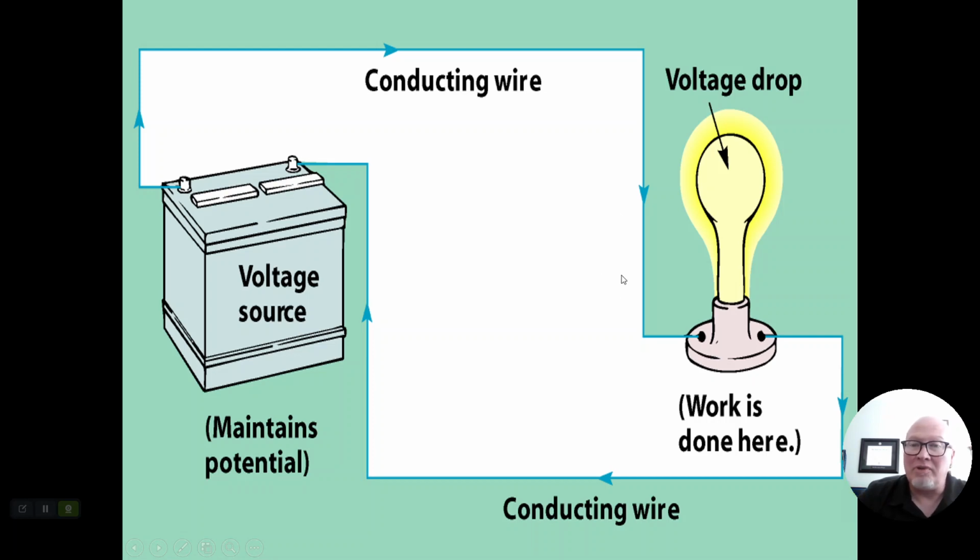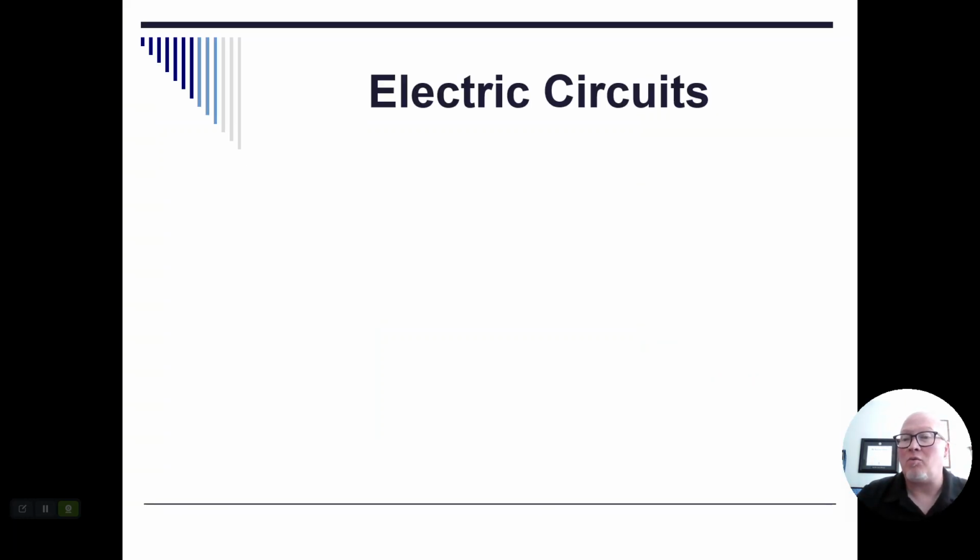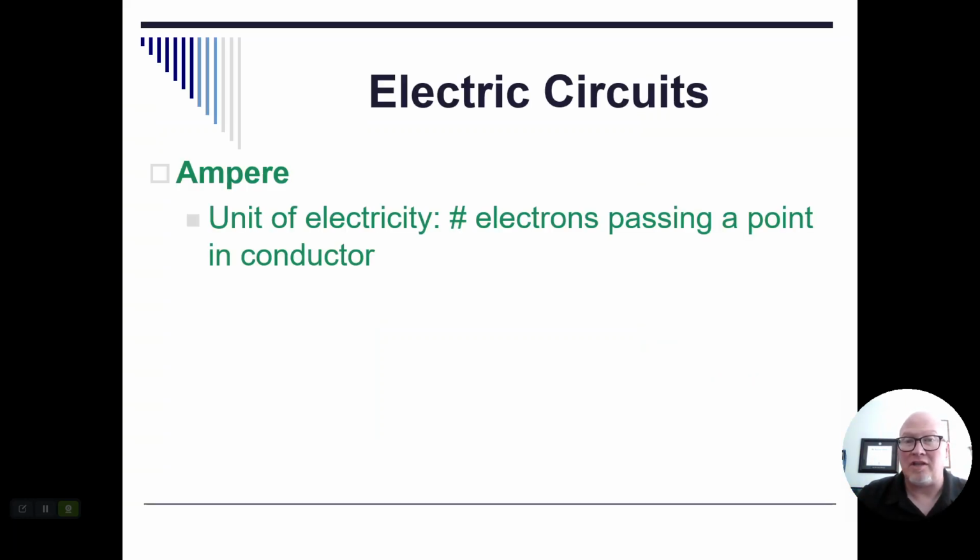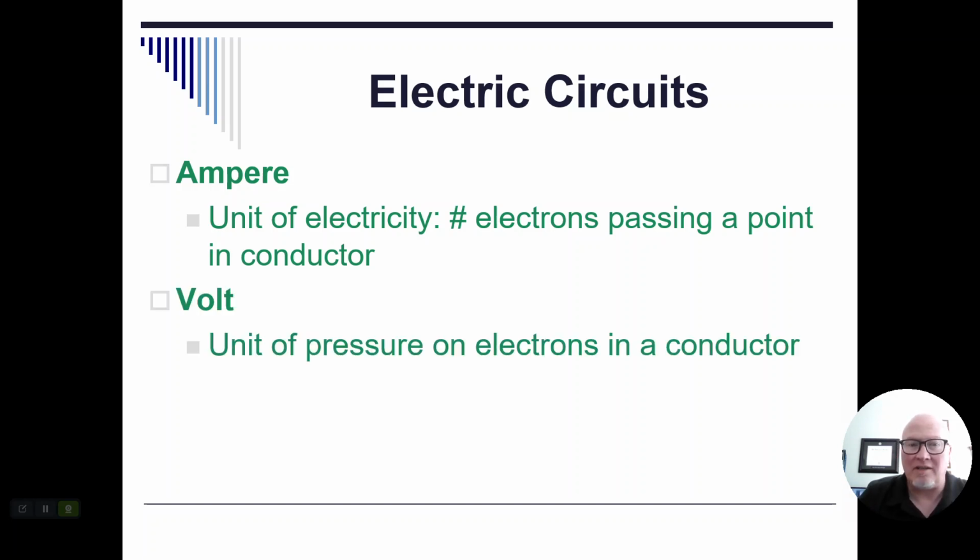If we opened up this circuit anywhere, the electrons won't be able to flow, and so there won't be any type of circuit. So when we're looking at an electrical circuit, there are certain terms that we have to look at. An ampere is a unit of electricity, essentially: the number of electrons passing a particular point in the conductor in a specific amount of time.